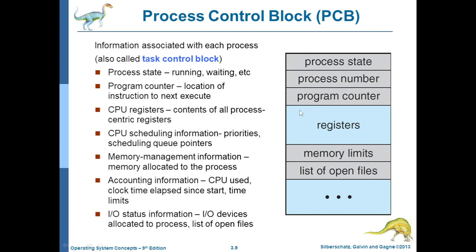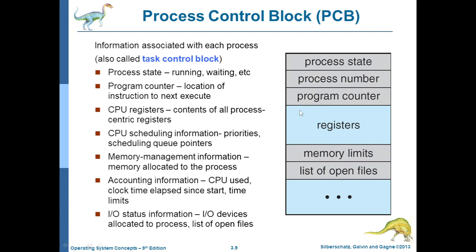The main information of a process is written in the process control block. So what is in the process control block? The state of the process, which may be running or waiting. The program counter, which tells which instruction will run next if this process terminates or goes to the waiting state. For that we use the program counter.